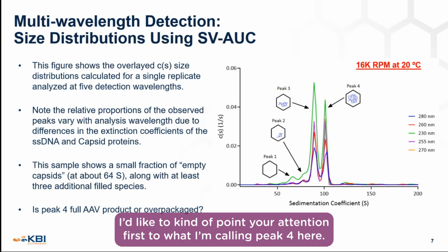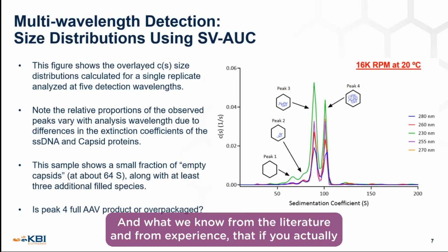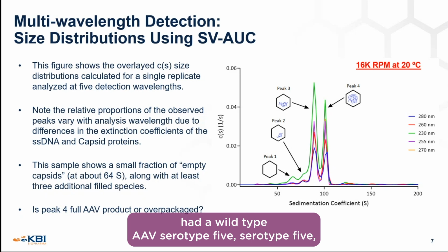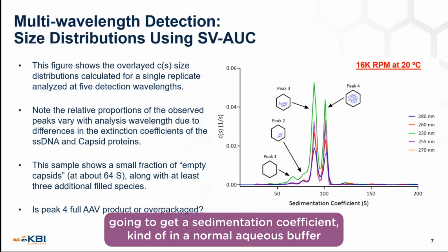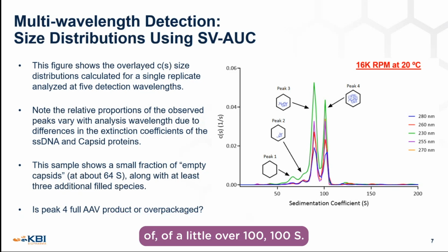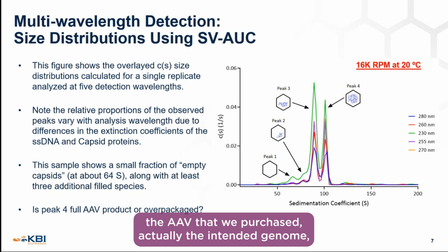I'd like to point your attention first to what I'm calling peak 4 here. This peak has a sedimentation coefficient a little greater than 100S. And what we know from the literature and from experience is that if you actually had a wild type AAV serotype 5, and it had the full wild type genome in there, that's about 4.7 kilobases. We're going to get a sedimentation coefficient, in a normal aqueous buffer, something like PBS, of a little over 100S. Well, that's interesting that we're seeing that because the AAV that we purchased, actually, the intended packaged genome, is only 2.5 kilobases.